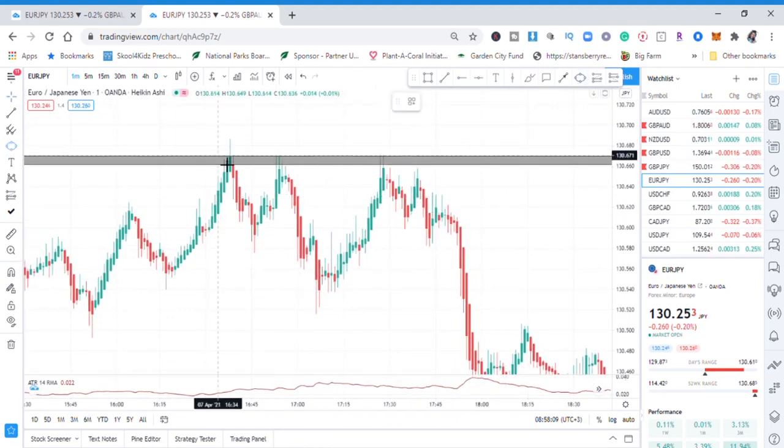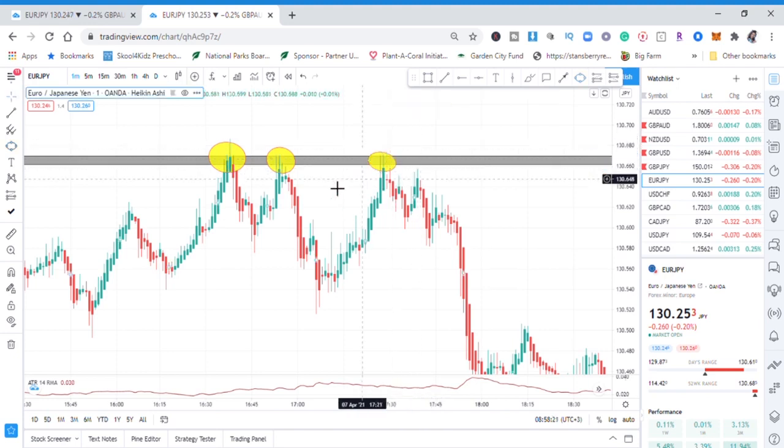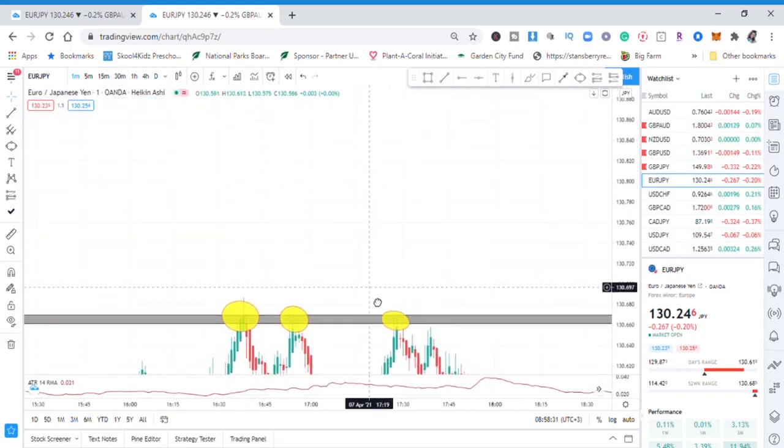First of all, how many times has it touched? It touched the same place once, and then it came and touched again, 2, then it touched the third time. This is what we are looking for. We are looking where the 1 minute touches the same zone more than 3 times. And then now we apply our price action.